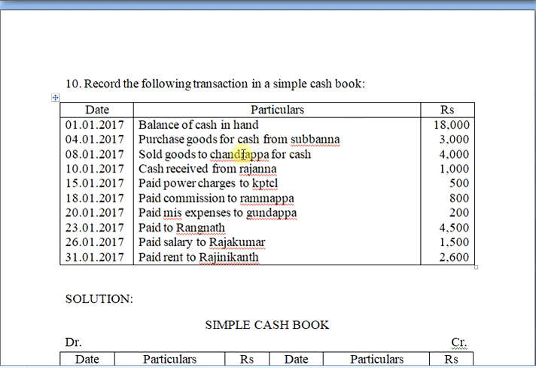On 8/1/2017, sold goods to Chandrappa for cash. Again, ignore the name, it doesn't require the name. Here we have made cash sales. How much is the cash sales made? 4,000. When we have made cash sales of rupees 4,000, it increases what balance? Our cash balance. So it should be recorded under which side? Debit side.